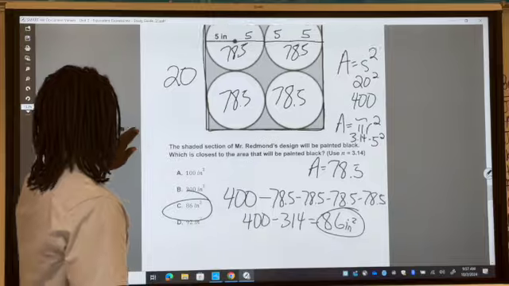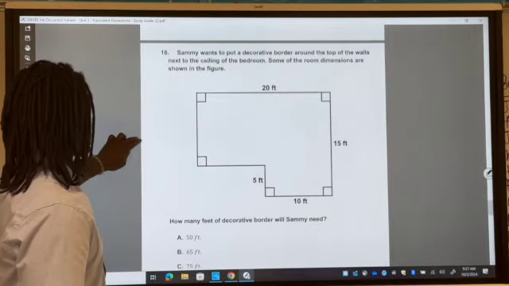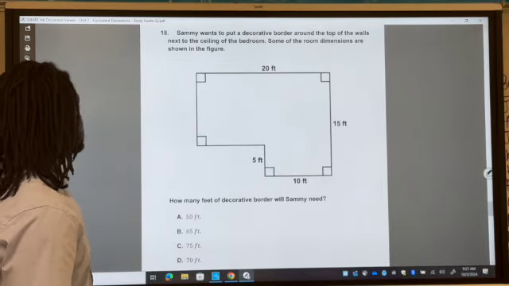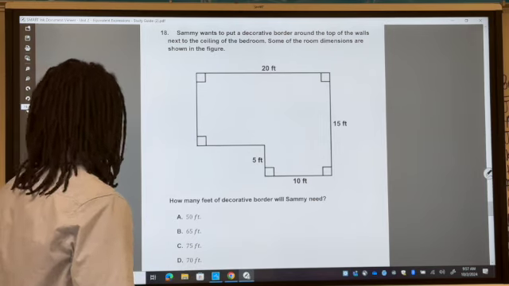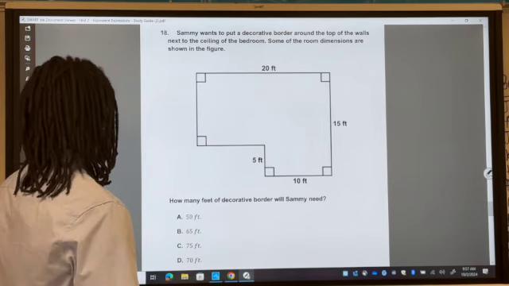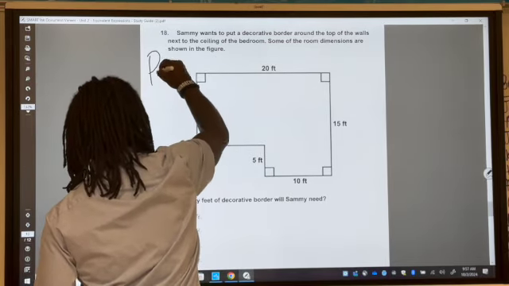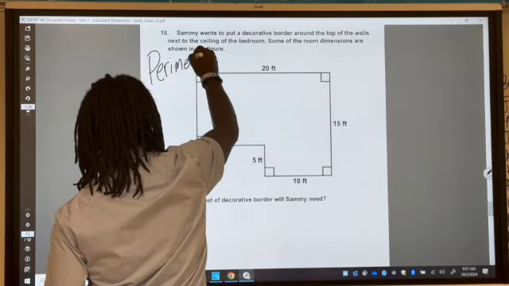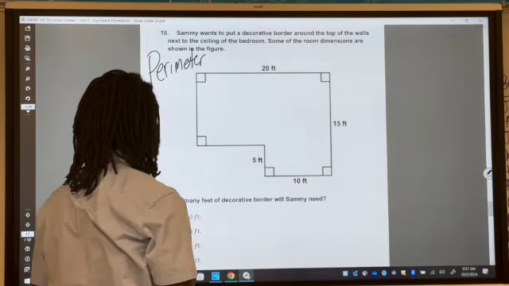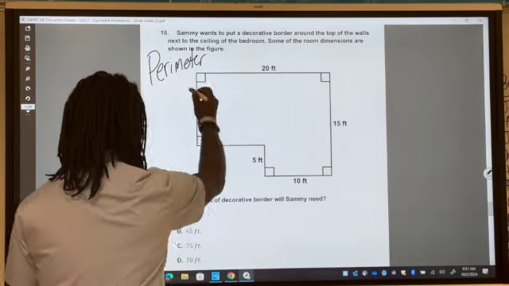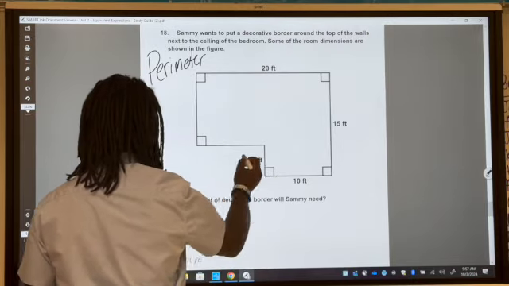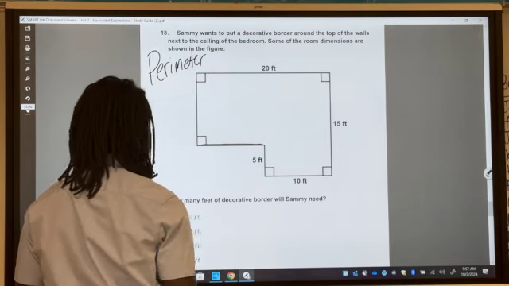All right. Moving on. All right. Sammy wants to put a decorative border around the top walls. Okay. How much border will he need? Again, border is talking about perimeter. Okay, so perimeter. So I need to make sure I have all of my sides. Well, I have this one, don't have this one, so I need to figure out that one.